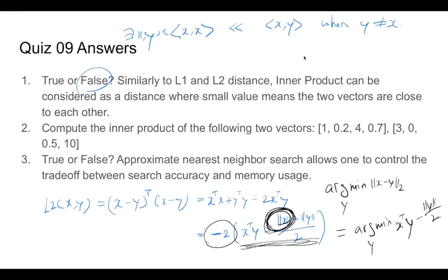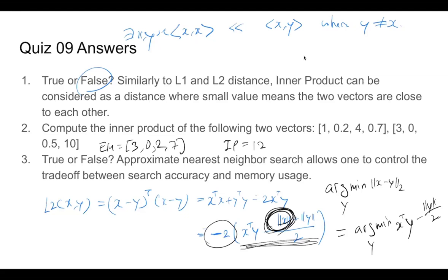So it's very simple. You basically do element-wise multiplication. So what is element-wise multiplication? It is 1 times 3, which is 3, 0.2 times 0 is 0, 4 times 0.5 is 2, and 0.7 times 10 is just 7, right? And you just do the summation. So the inner product will be what? 3 plus 2 plus 7, which is 12.